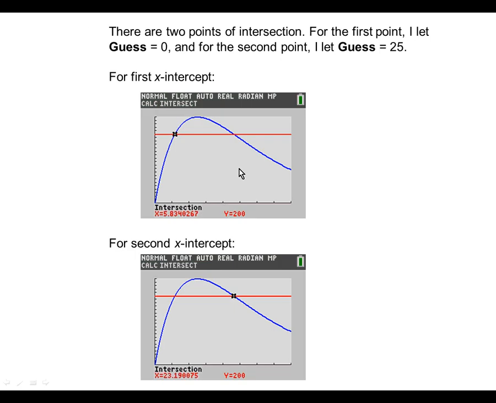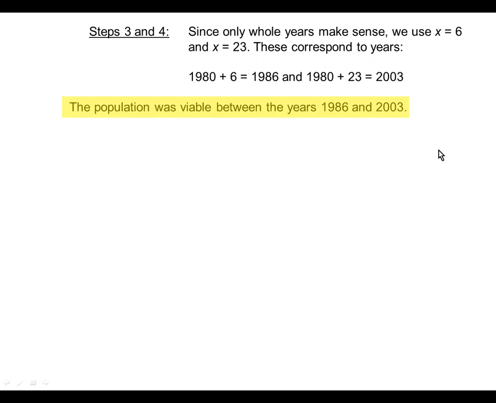Now, going back to this, there are some people that say instead of rounding correctly, they would just drop the decimal part, which is called truncating. They would actually use 5 and 23. But 6 and 23, because whole numbers make sense since it's animals. So 1980 plus 6 is 1986, and 1980 plus 23 is the year 2003. So between the years 1986 and 2003 is when the population is viable.